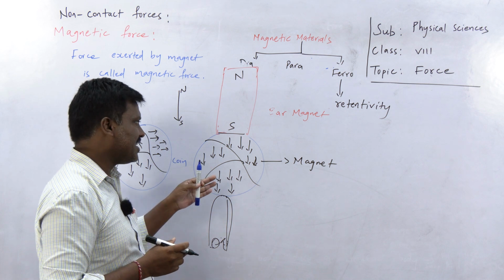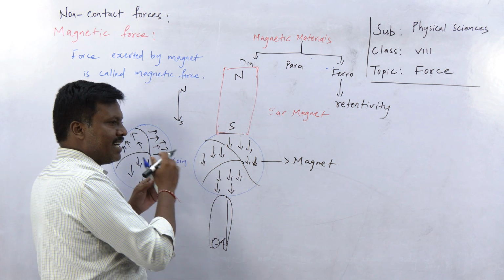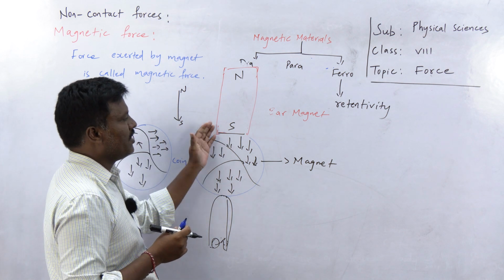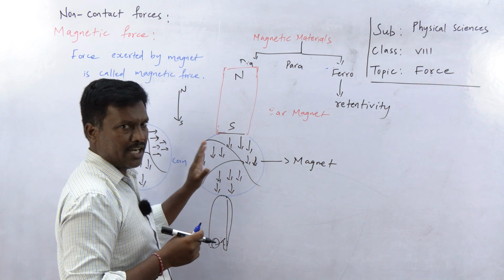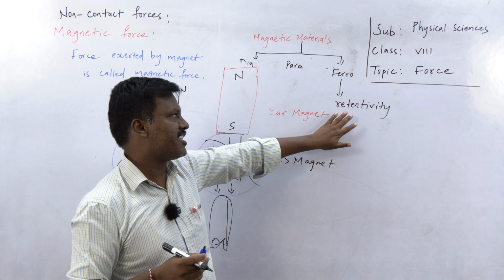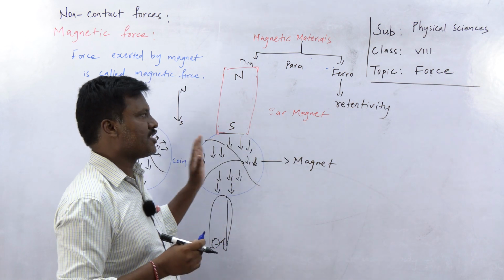But this will happen when we beat it, when we heat it. Until or unless we beat or heat it, the particles which have once been aligned stay in the same state for a long time. This property is called retentivity. Ferromagnetic materials have this special character. Due to this special character, permanent magnets are prepared.